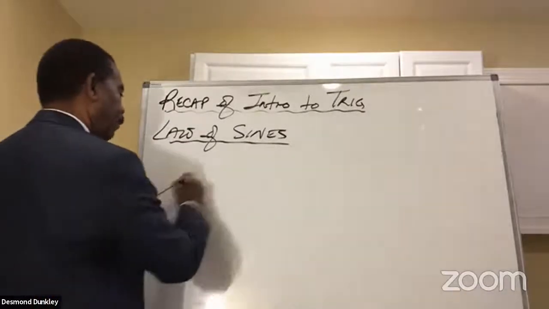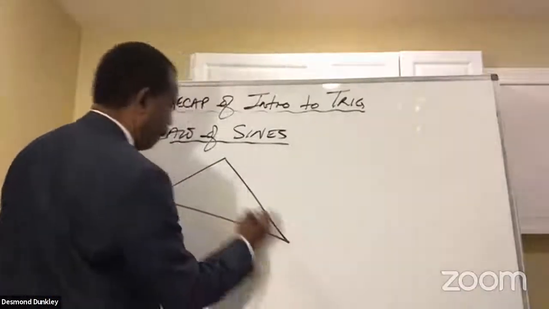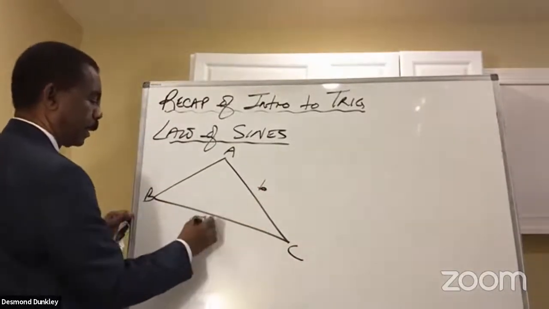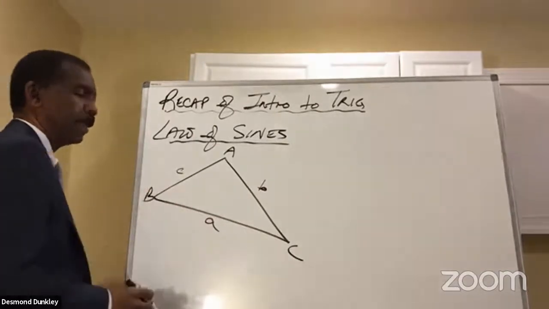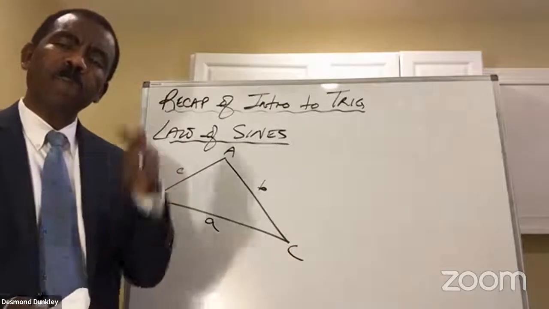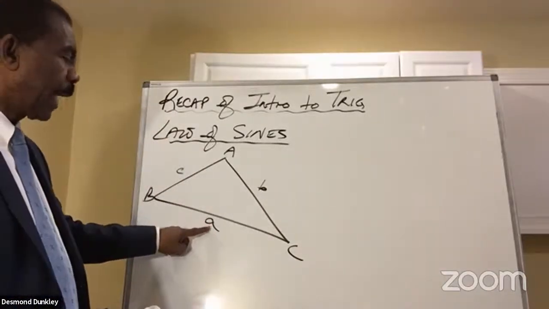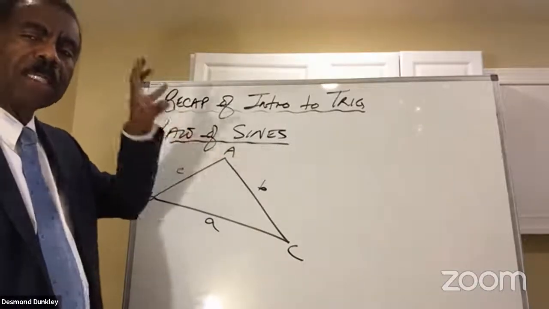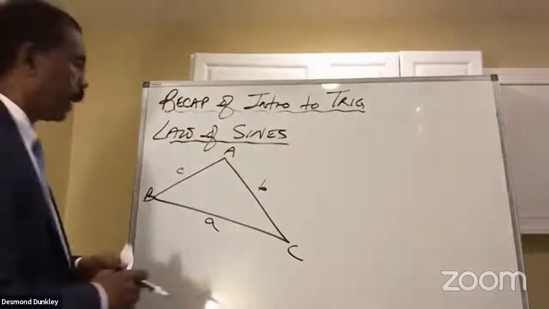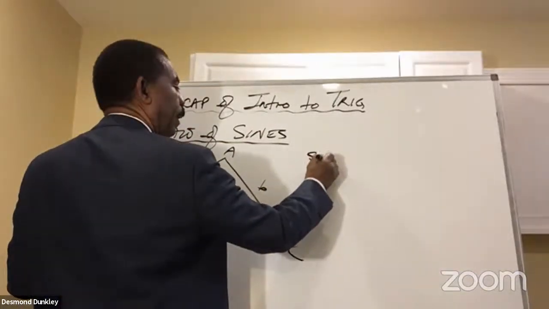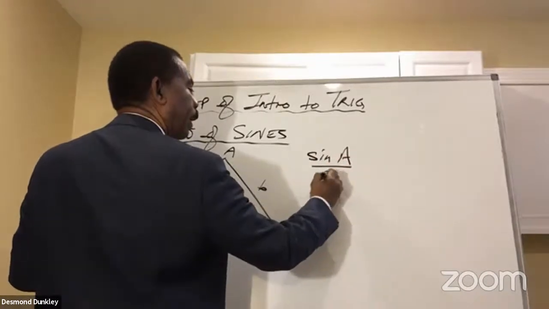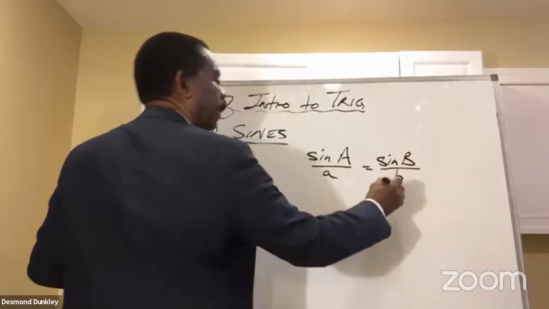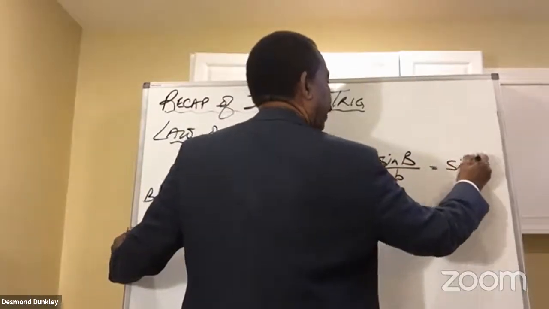It says that if you have any triangle A, B, C, this would be B, this would be A, this would be little c. It says that there is a relationship between the ratio of a side and the sine of its corresponding angle. That ratio is equal for all side and angle corresponding. In other words, sine A over little a is the same as sine B over little b is also the same as sine angle C over little c.